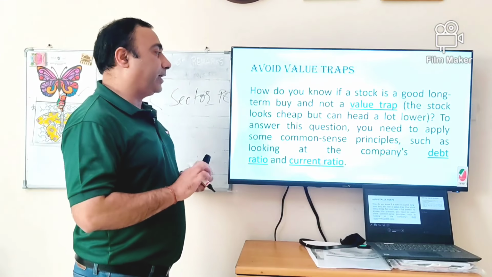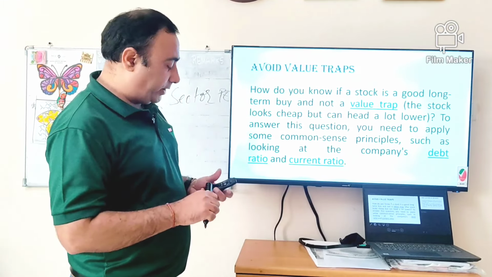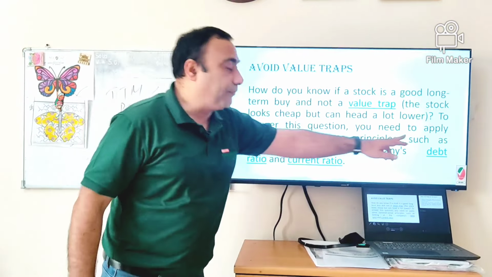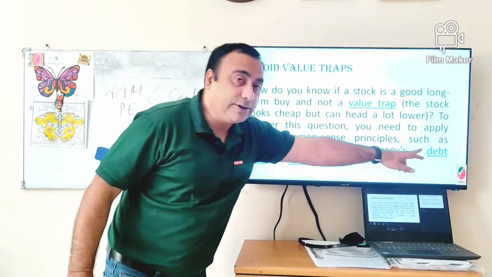So please avoid that, and when you are checking for that, there are two ratios that we have to take care of. The first one is the debt ratio and the second one is the current ratio. So how do you calculate the debt ratio? Debt can work in two ways. Always remember that some companies have huge liabilities or huge debts, but it is invested in some value earning projects.